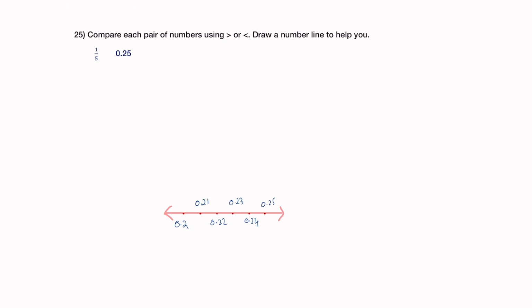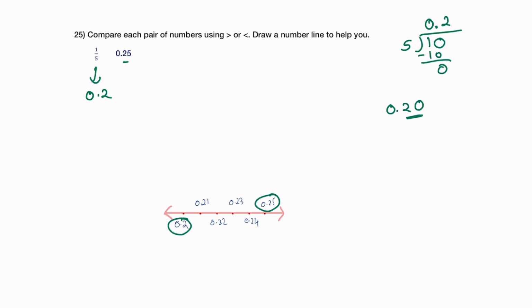1 upon 5 and 0.25. 1 upon 5 is 0.2. You can solve here. That's 1. It doesn't go, right? So we put 0 and we put the decimal. Remember, your decimal is important. Don't you forget that. 5 times 2, 10. That's done. So that's 0.2. So what is bigger, 0.2 or 0.25? So 0.2 is also like 0.20, right? So 0.2 is here, 0.25 is here. So this is the symbol.